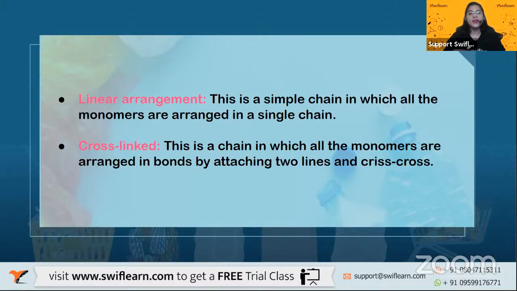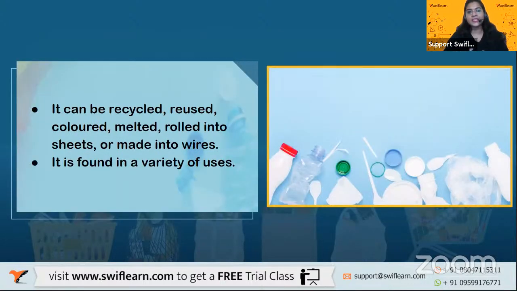Remember? Yes. And the second type of arrangement is the cross-linked. So what is cross-linked arrangement? It is a chain in which all the monomers are arranged in bonds by attaching two lines, up and down and side by side, and crisscross. So these are the two arrangements of how plastics are made. I think you will be able to remember this. Chalo, let's proceed.